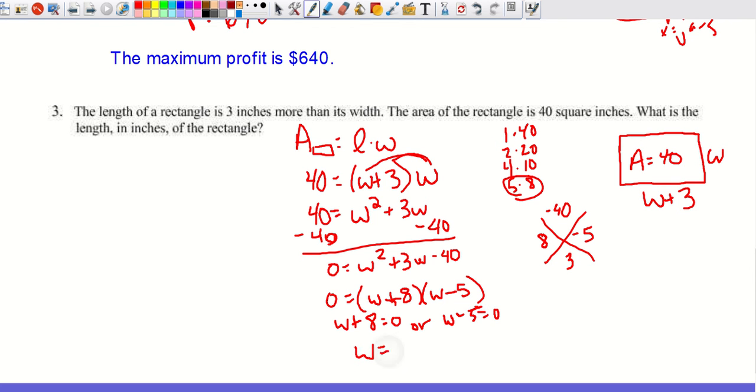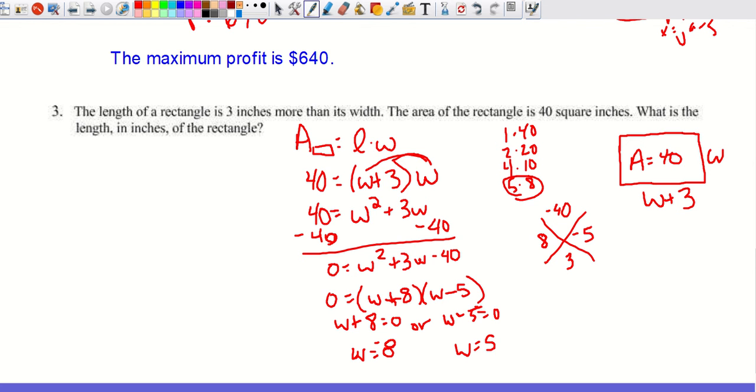Either W is equal to negative 8, right? Man, these W's are killing me today. W, not really. Or W equals 5. Not doing well in the W's. Okay. Terrible. But get the idea here. So there's our 2. How about negative 8? Negative 8. All right. Perfect.